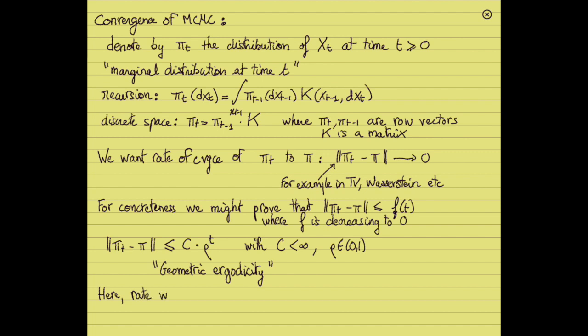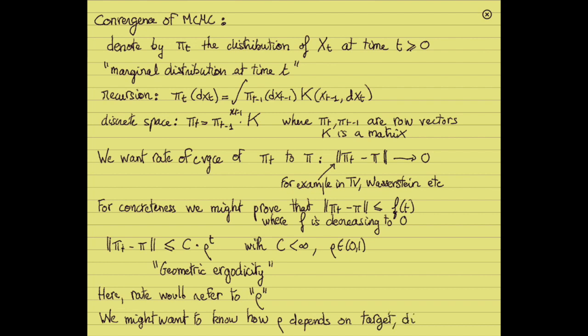And in that case, we might call rho, the value between 0 and 1, the rate of convergence. And we might want to know a bit more about this rate, for example, how it depends on important features of the target distribution, such as the dimension, or in any context, we might have some specific aspects of the target that we might want to understand the effect of.